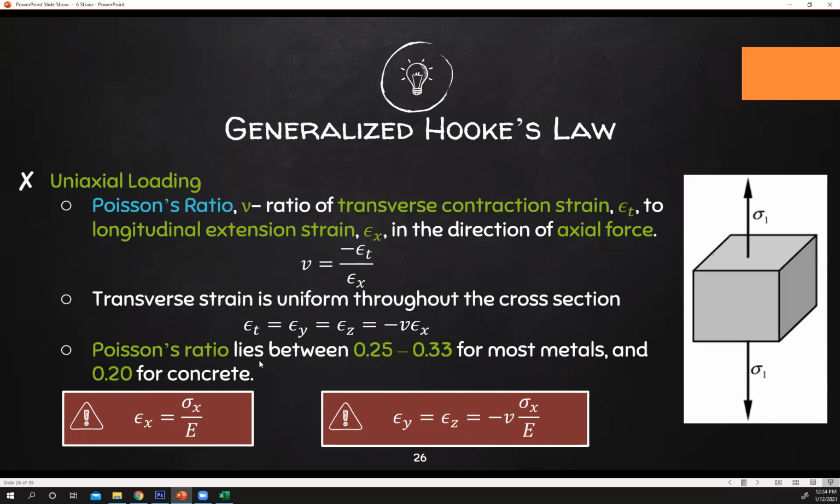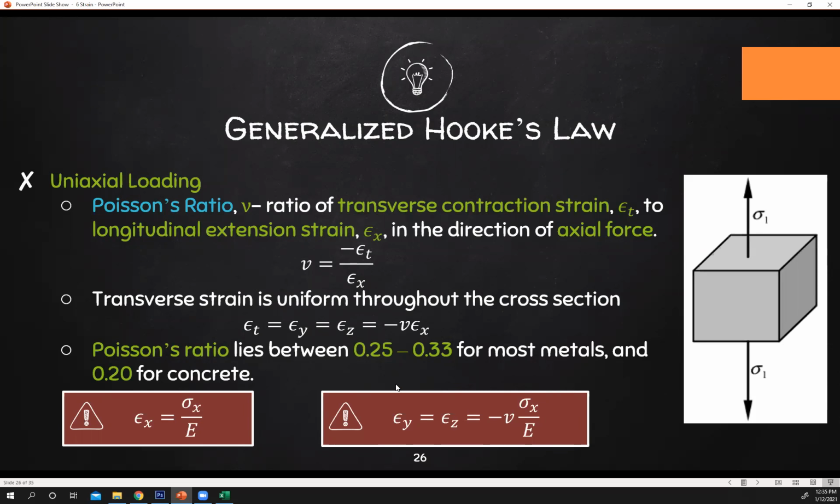Then Poisson's ratio lies between 0.25 and 0.33 for most metals and 0.20 for concrete. And then you also have these equations. Strain in X equals stress in X over E. Where did this come from? Your Hooke's law: stress equals strain times modulus of elasticity. So here is just in one direction, or the other directions as well.